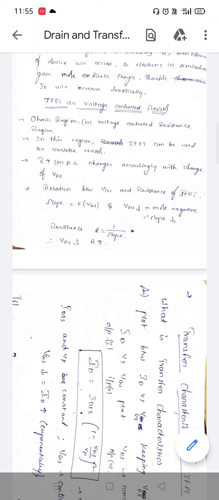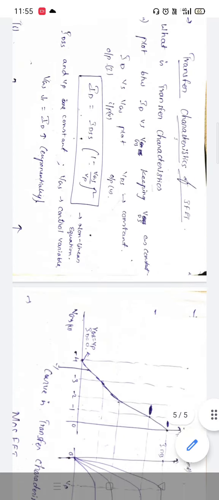What I'm trying to say is, if VGS decreases, what will happen? The depletion layer will increase more. So the device offers more resistance to the flow of electrons from the drain to source. That's the thing. Okay, let's see the transfer characteristics.